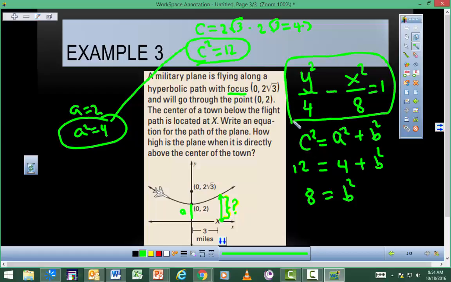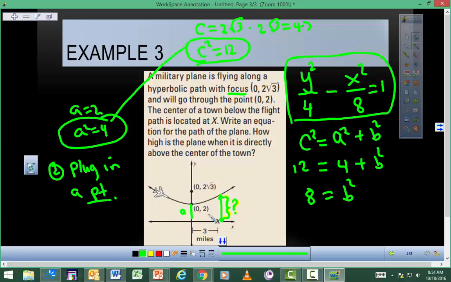That's always, on these types of problems, always the first step. You got to get the equation. The second step, step number 2, is going to be plug in some point. You're going to plug in a point somewhere. So you're going to have to figure out some coordinates. And what we know based on this picture down here is some information.